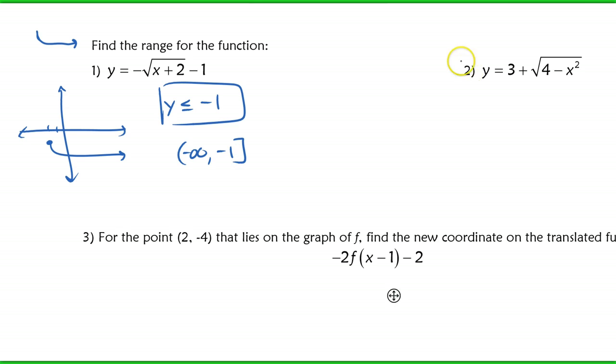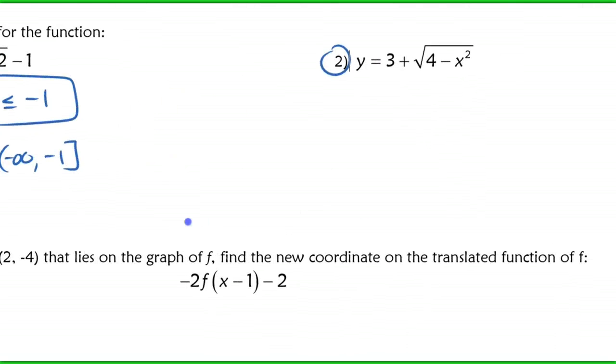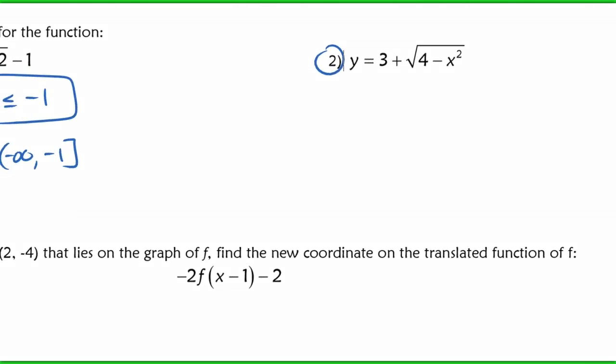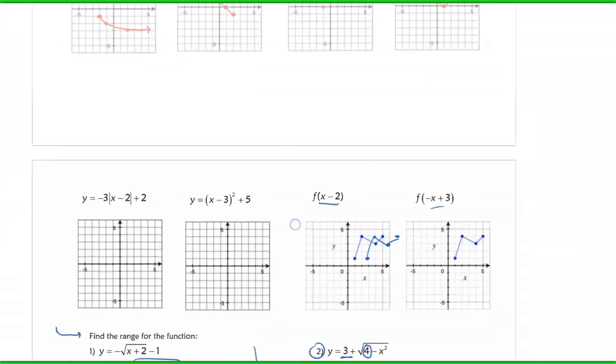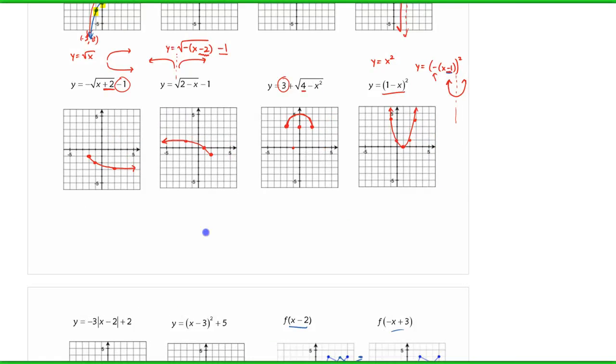Alright, now, number 2, again, really easy to do once we know what the graph looks like. This is a semicircle, and this semicircle has a radius of 2, and it's been translated up 3 units. Oh, did we just do that one? I think we did on the first page. Okay, so I already have the graph of this.